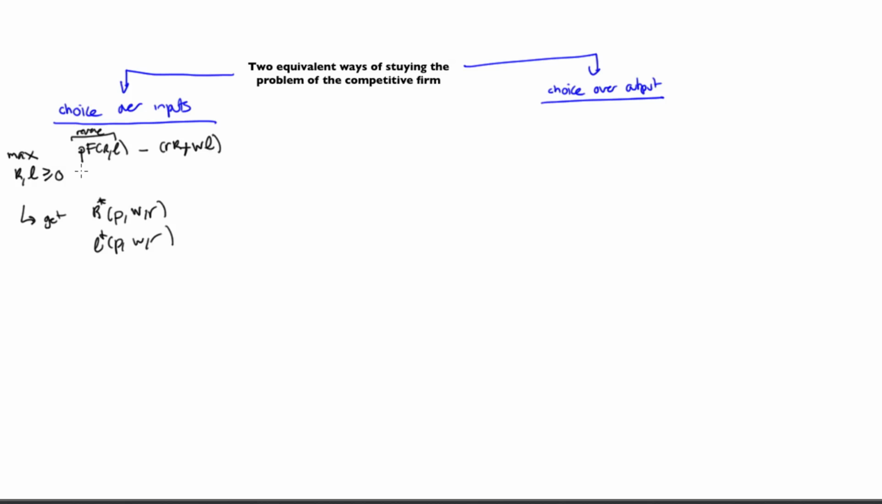That's the solution literally of this problem, but then you can get from substituting, or from the fact that you know that output is just equal to the production that is achieved by capital and labor demanded, you just get that Q star, the amount supplied, is equal to, as a function of course of P, W and R, just equal to F of K star comma L star. And I'm not going to write the prices to simplify the notation.